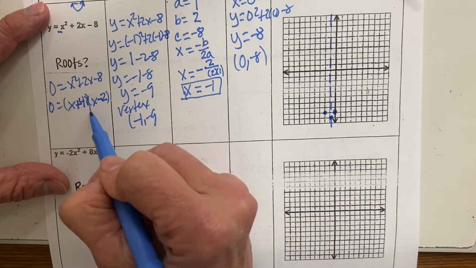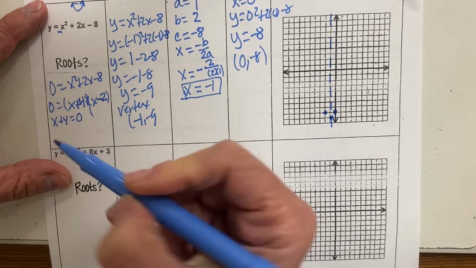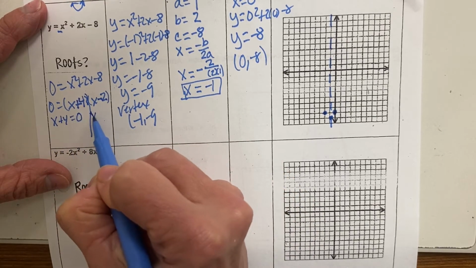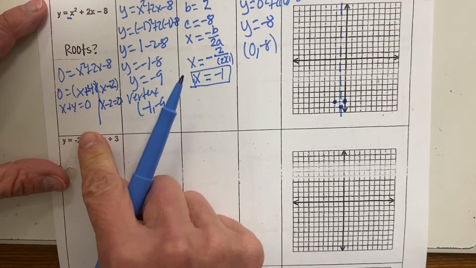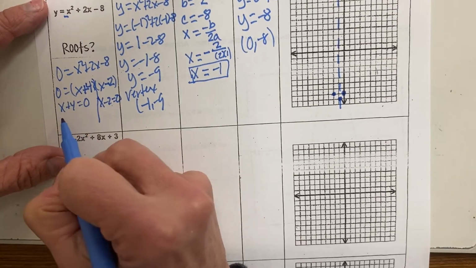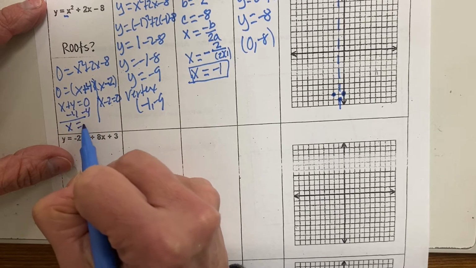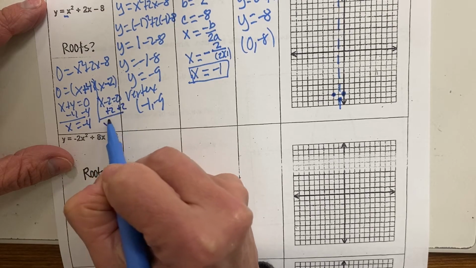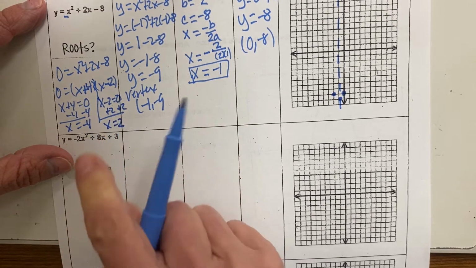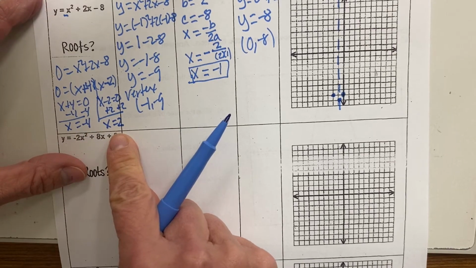And then I need the 4 to be positive, and the 2 is negative. I will split these, and I will have x plus 4 equal to 0 and x minus 2 is equal to 0. I will set each one equal to 0, and then I will solve for x. So I will subtract 4 from both sides, and so x is equal to negative 4. And then x is equal to 2. So my roots are x is equal to negative 4 and x is equal to 2.